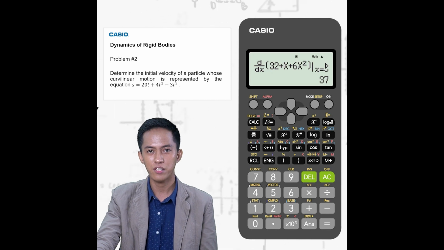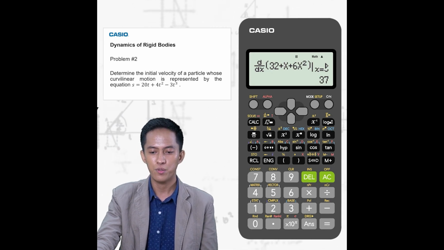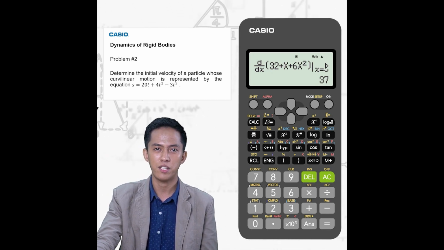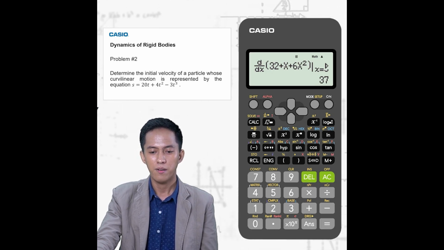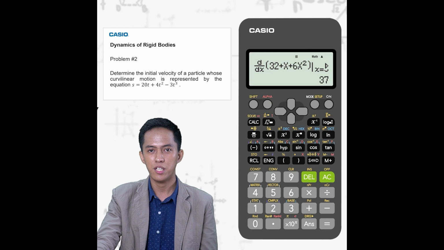Determine the initial velocity of a particle whose curvilinear motion is represented by the equation s = 20t + 4t squared - 3t cubed.